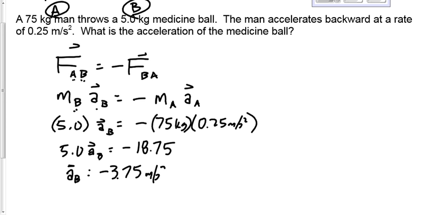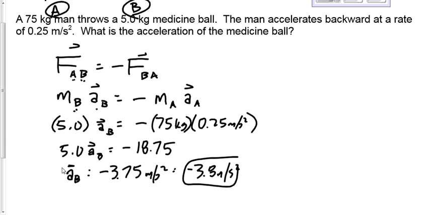Let's watch sig figs here, though. How many sig figs should this be? 2. So we're going to say negative 3.8 meters per second squared. We predicted that the acceleration of the ball should be more than the acceleration of the person, was it? Yeah, quite a bit more, right? How come it was quite a bit more? Because the mass of the ball is quite a bit less. The force is the same. The effect of the force is not the same.